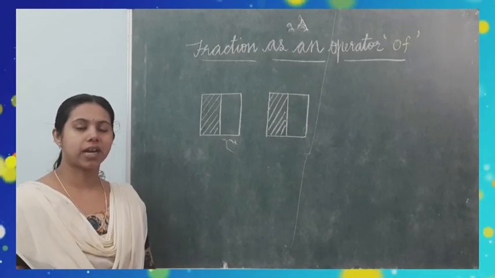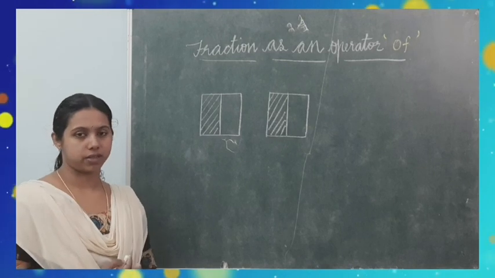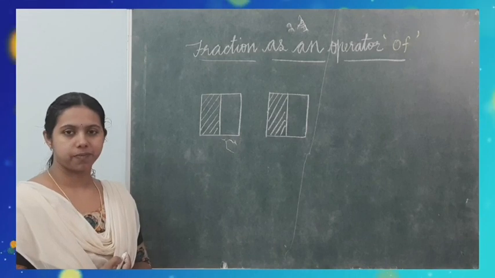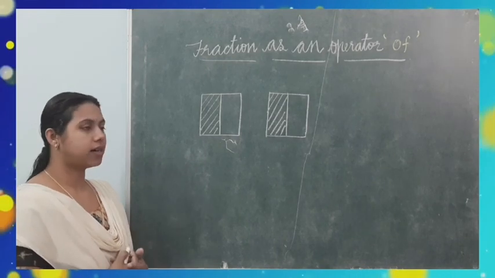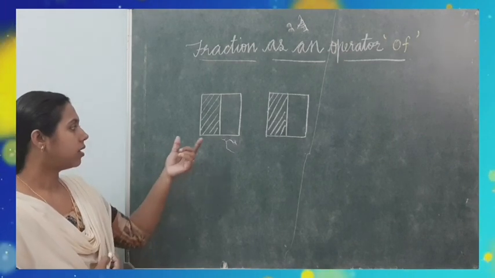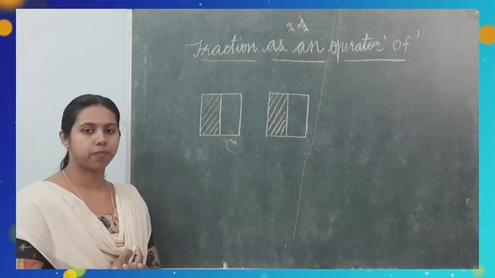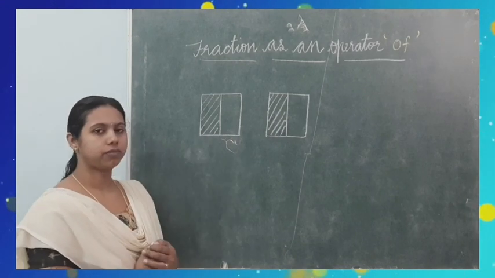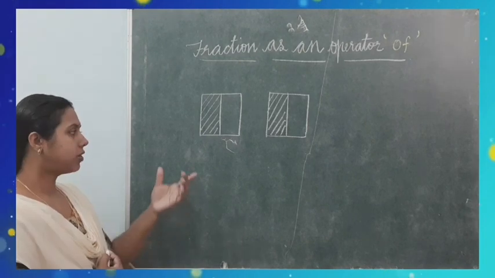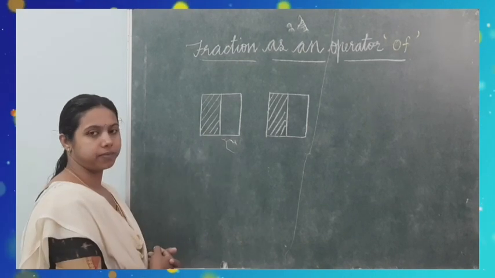Next is fraction as an operator of. The of function we are discussing now. Observe these 2 figures. These 2 similar squares are given here, exactly similar. In each figure, one part is shaded.